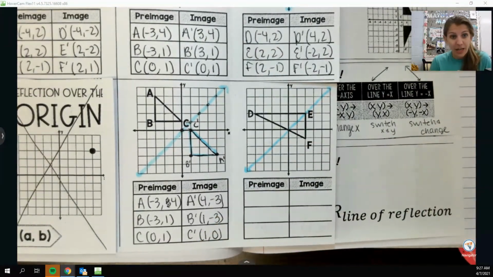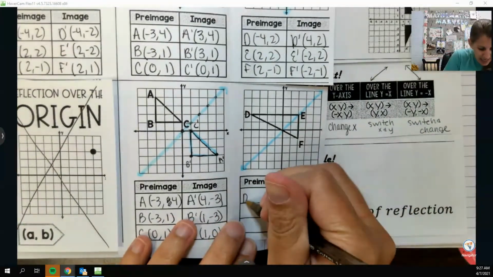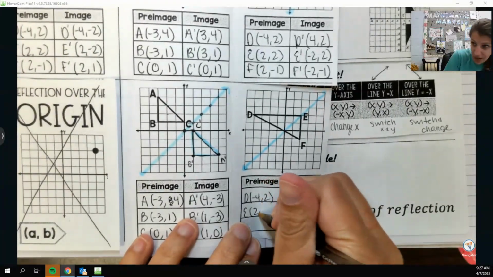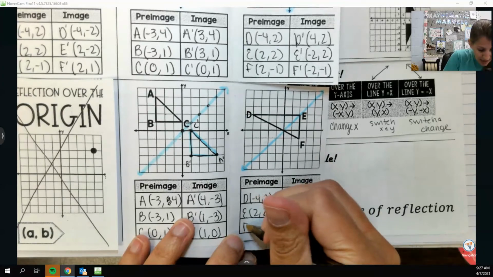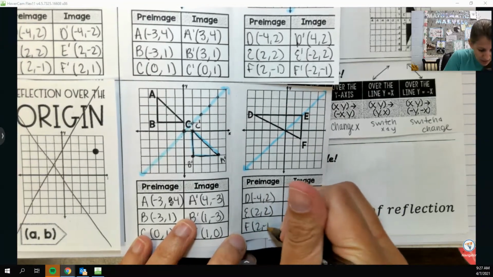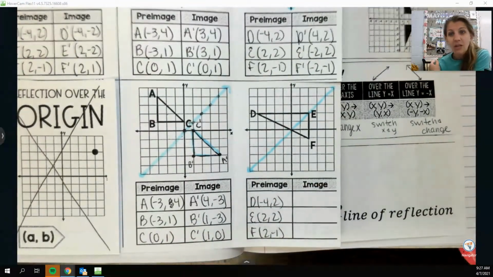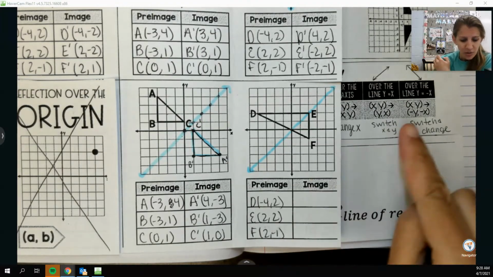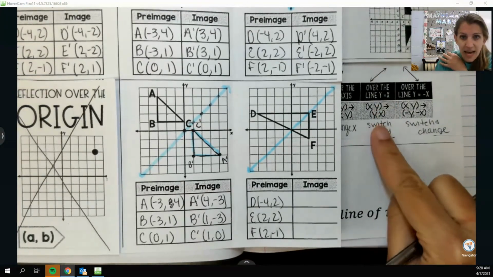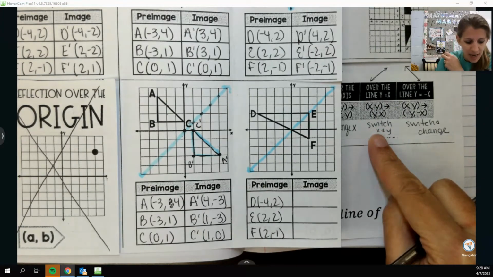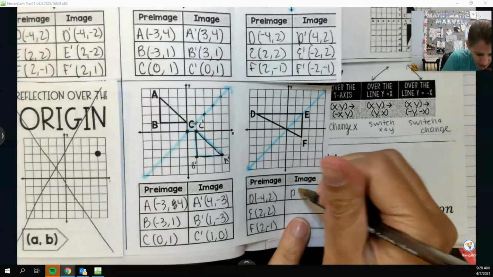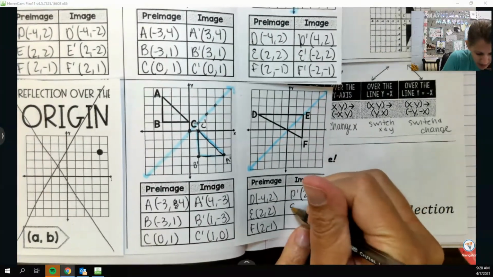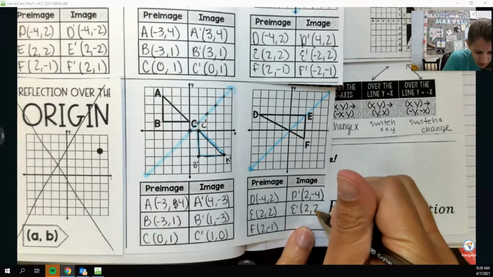So, same line of reflection. D is at -4, 2. E is at 2, 2. And F is at 2, -1. If I just follow the little rule for reflecting over the line y equals x, I switch x and y. So D prime will be at 2, -4. E prime will be at 2, 2.